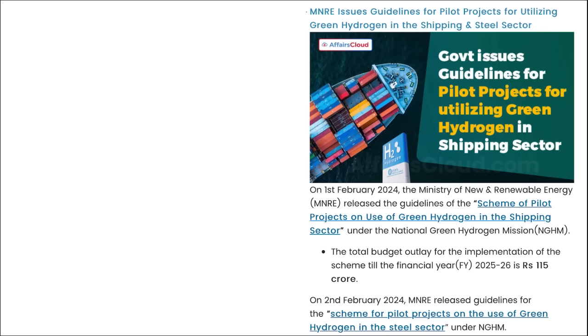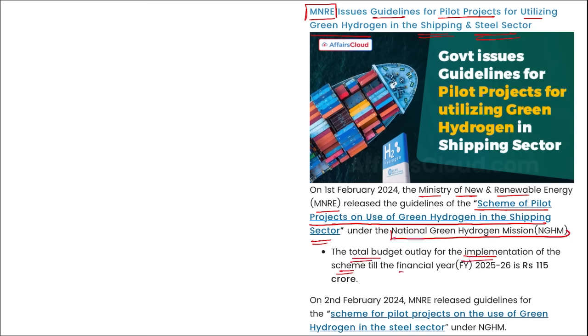Moving on. Next, MNRE, that is Ministry of New and Renewable Energy, issued guidelines for pilot projects for utilizing green hydrogen in the shipping and steel sector. I repeat, Ministry of New and Renewable Energy released the guidelines of the scheme of pilot projects on the use of green hydrogen in the shipping sector that comes under the National Green Hydrogen Mission. The total budget outlay for the implementation of the scheme till the financial year 25-26 is 115 crore rupees.